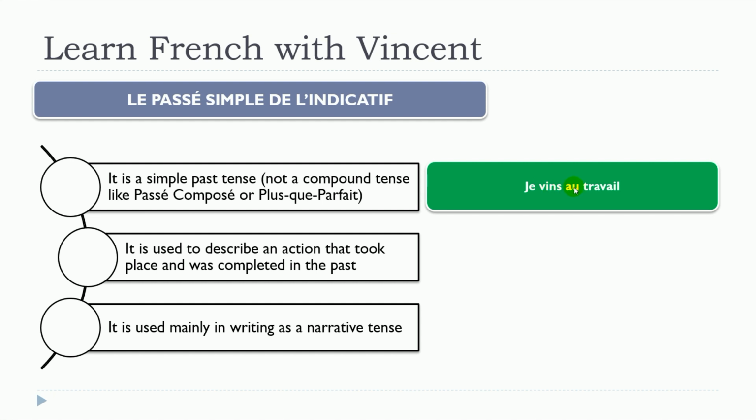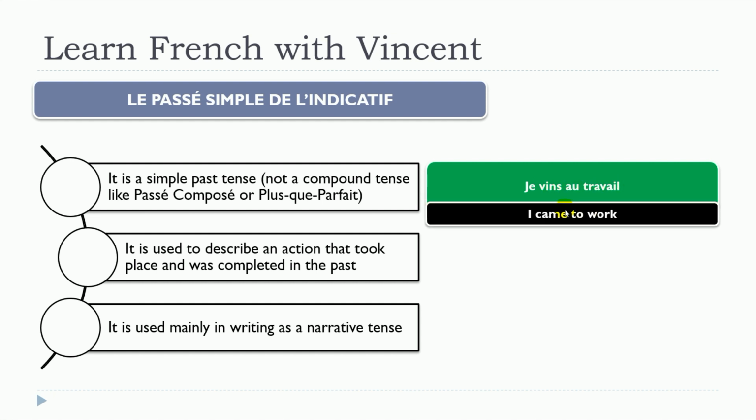Je vins au travail. As you can see here, this is the verb venir, je vins au travail. If you don't master le passé simple yet and you want to master it, I've been making some videos covering the construction of the different groups because it's better that way. So please have a look at them if you really want to master it, because it's a tricky one.